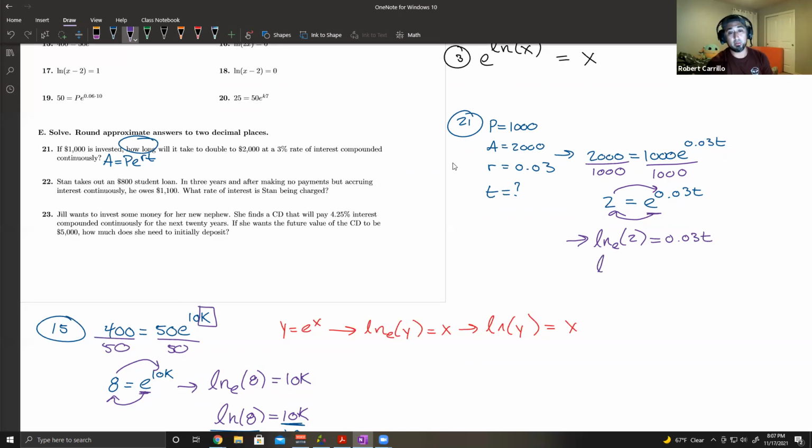So once again, we don't need that base of e in there. So you get natural log 2 equals 0.03t. And now to solve for t, we just divide by 0.03. All right, and now Desmos.